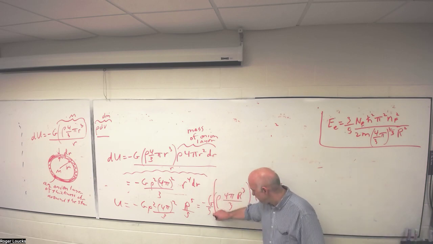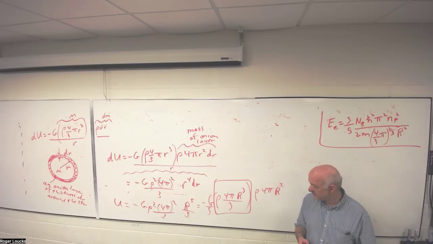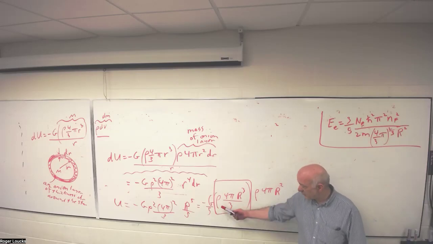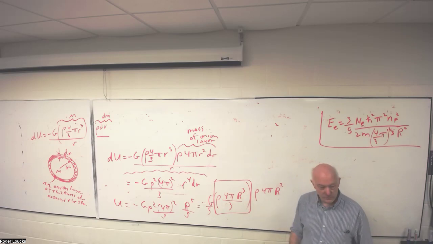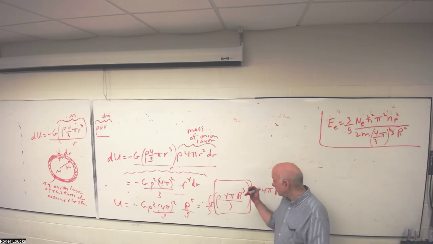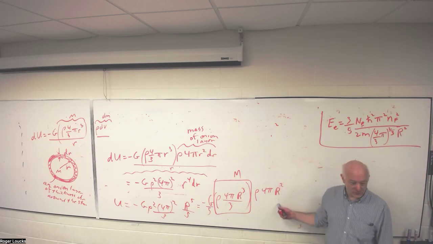Does this have a name? Absolutely. So your density of the star, what do you know about 4 pi big R cubed over 3? It's going to be the mass, the density times the volume. It's going to be the mass of the star. This is M.